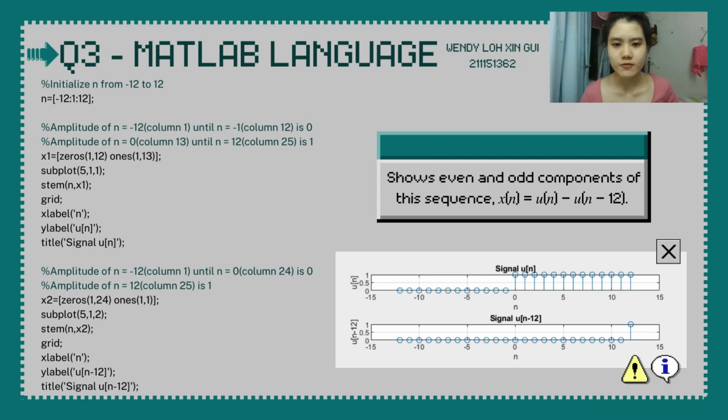And for ones, we have (1, 13). The amplitude equals 1 from n equals 0 until n equals 12. We will subplot this signal as 5,1,1. For u[n-12], we plot it as x2 with zeros(1, 24) and ones(1, 1). And the step is the same as the previous u[n]. We will subplot the signal as 5,1,2. In this case, we use the stem function to produce the discrete signals.